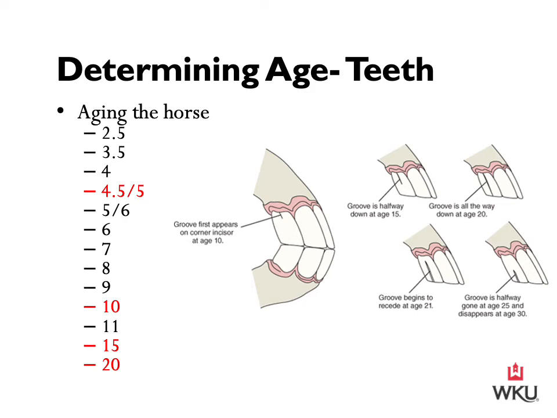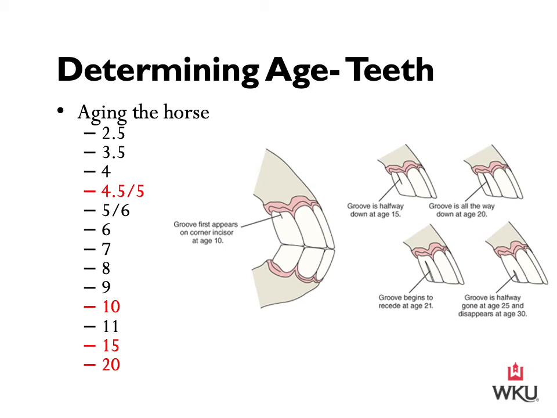When the horse reaches about 2.5 years of age, it will lose its temporary central incisors, which are replaced with permanent teeth. During this time period, the horse gets 2 permanent molars on both sides of their upper and lower jaw. Around the age of 3.5, the horse will replace the temporary lateral incisors with the permanent ones, and they will now have 4 permanent molars on both sides of each jaw. So that's at 3.5, that the horse will now have 4 permanent molars on each side of the jaw.